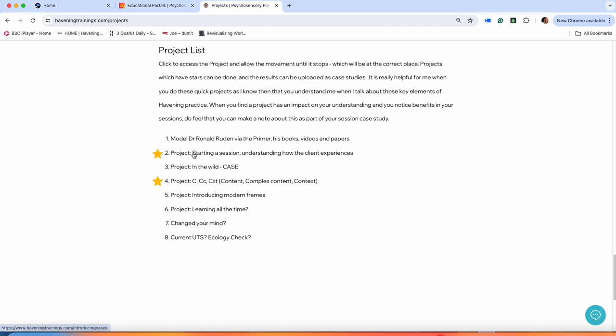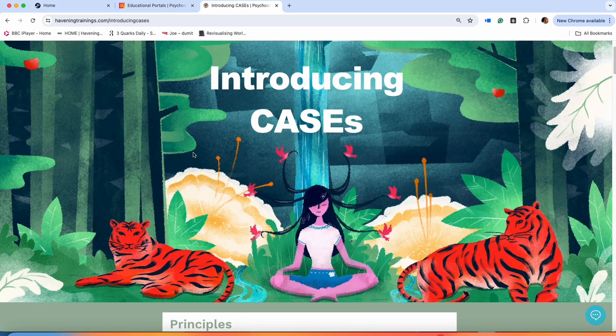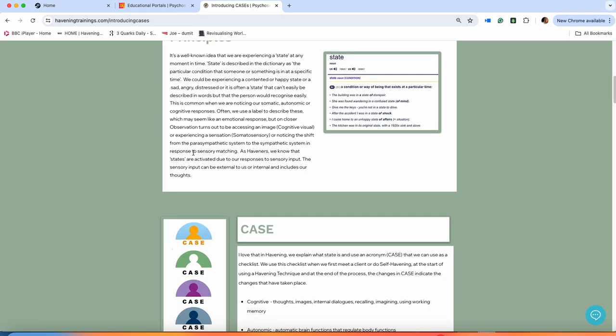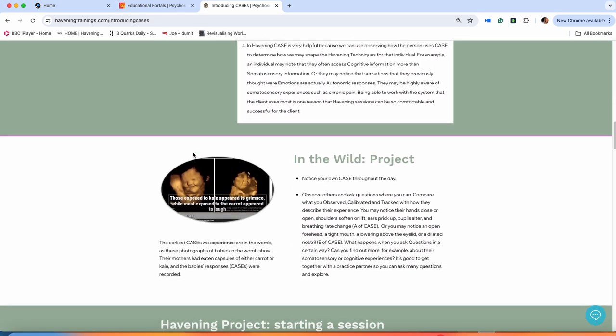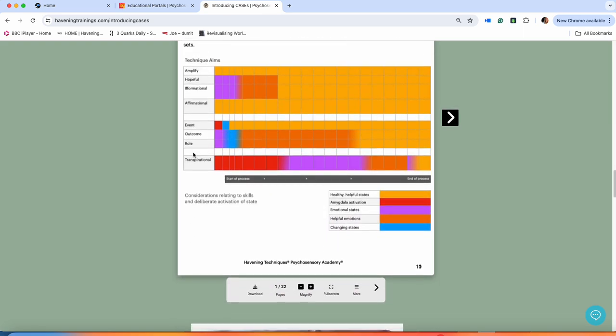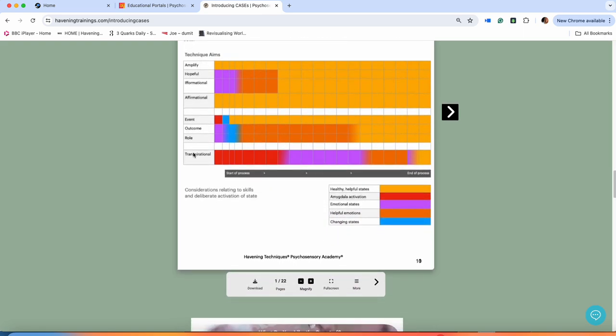So starting a session. There's a big section on case, which is state. Thinking about state. This is a graph of how your havening sessions are ideally. So we can see each of the techniques down here, so different techniques, and then here's a key to it. So this golden yellow is healthy, helpful states, so they're probably going to be making dopamine, oxytocin, serotonin, endorphins, laughing.